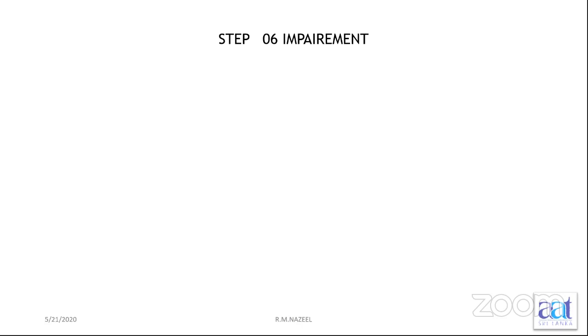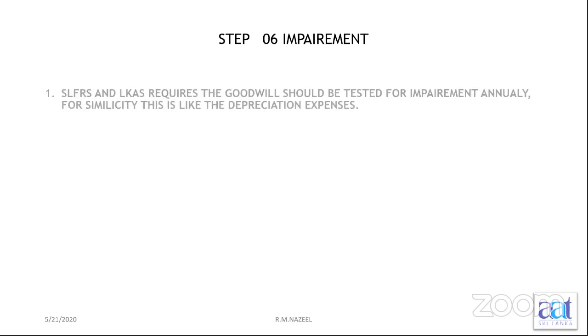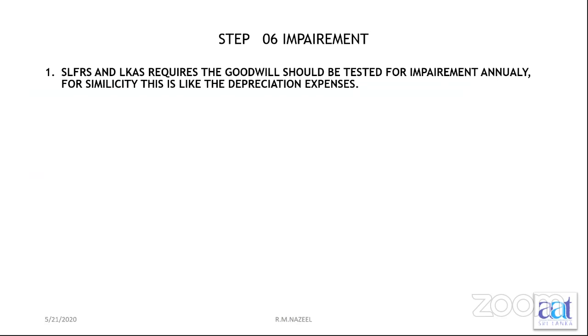Now, just a small idea about what impairment is. Impairment is an expense, right? SLFRS and LKAS require that goodwill should be tested for impairment annually, right? There is the standard LKAS 36 in your syllabus. So it wants you to test goodwill impairment annually. You might ask, how do you record it? It's similar in simplicity to the depreciation expense you provide. Technically, it is not depreciation, and I want to emphasize that. Accounting-wise, you can say it is like depreciation.